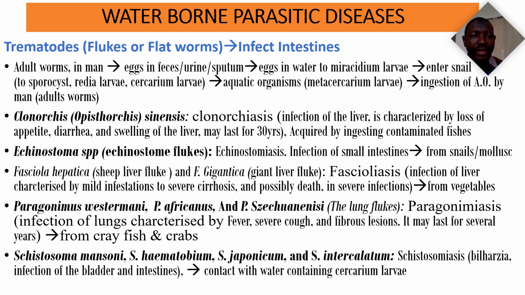Now the last group in these parasites are the Schistosoma species. Schistosoma mansoni, Schistosoma haematobium, Schistosoma japonicum, Schistosoma intercalatum. All these parasites collectively cause the infection of the bladder and intestine, which is referred to as schistosomiasis, or commonly referred to as bilharzia. This infection is a long-lasting infection, but it is rarely a fatal disease that produces minute scars in the affected organs where the worms become lodged.